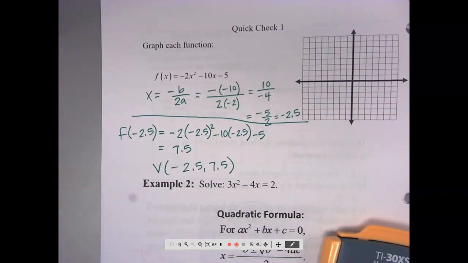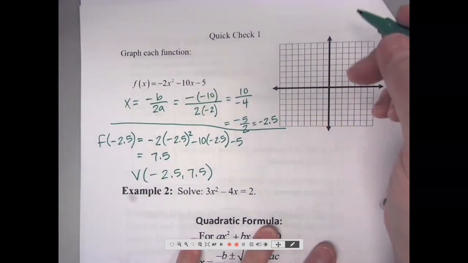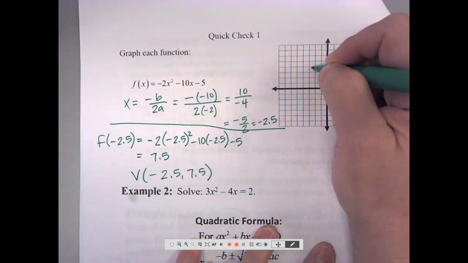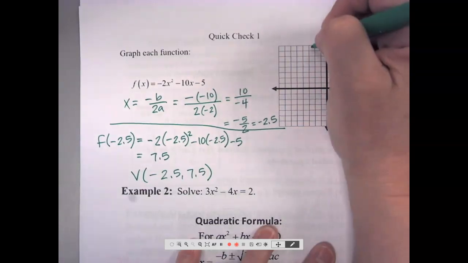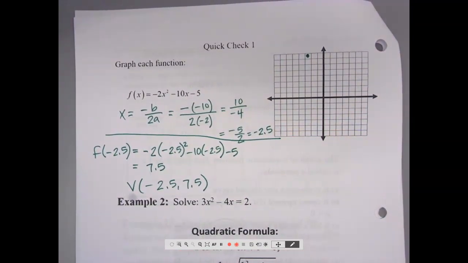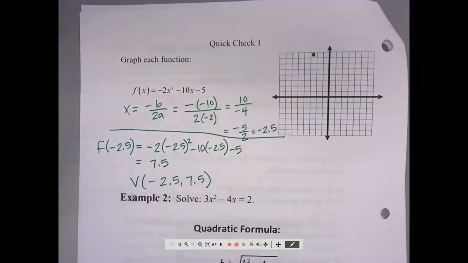Everybody good? Okay, so now we can plot that. Of course, we just have to estimate where that is. So negative 2.5 and then 7.5. Kind of right in that box right there. Not going to be on crosshairs, is it? Does this parabola open up or down? Down, because that a coefficient is negative.